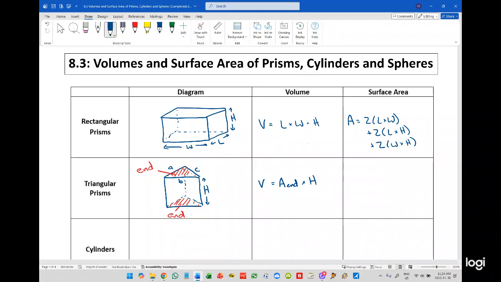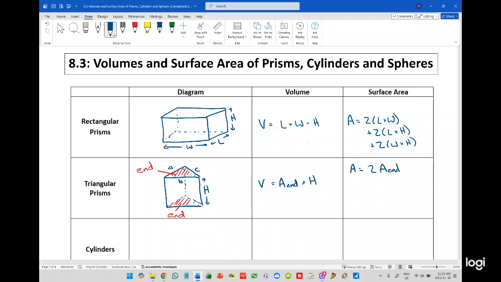The surface area. Now this one in particular, as a triangular prism, has 5 sides to it. It has a top and a bottom that are both triangles, and then it's got 3 rectangular sides on it that may or may not have the same length. So as far as the surface area goes, this is going to be 2 times the area of the end.